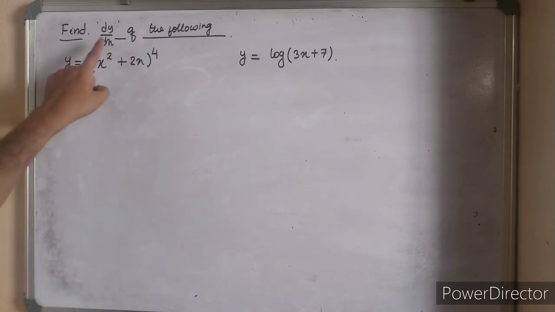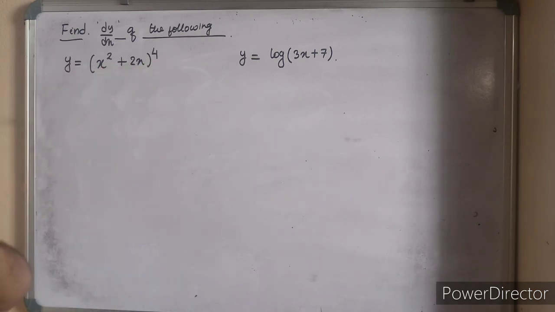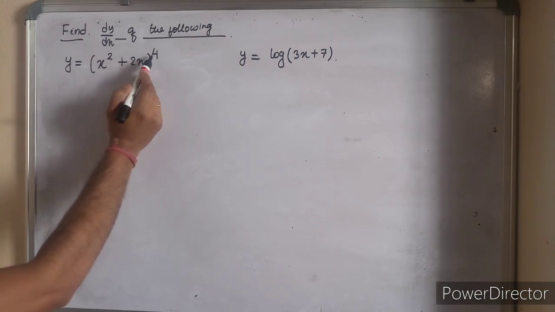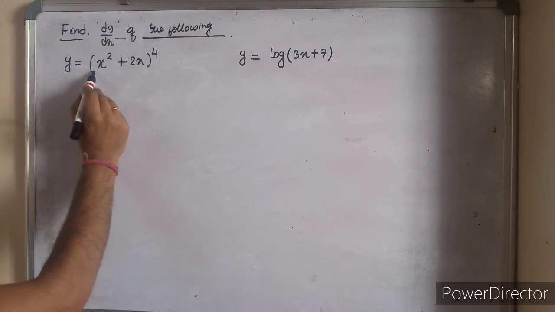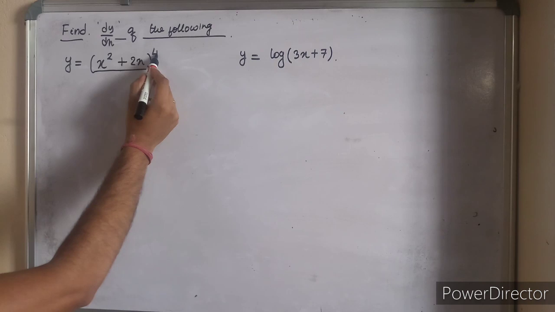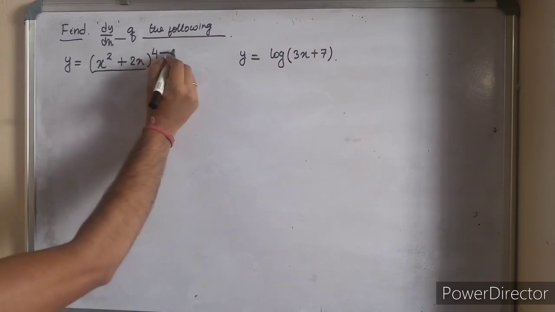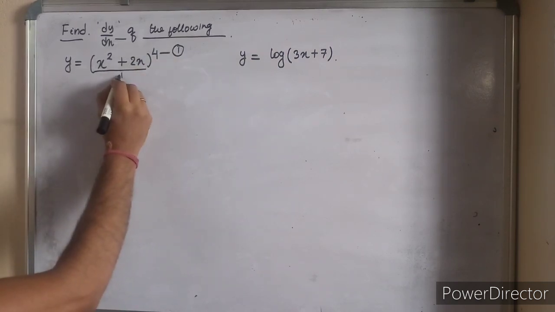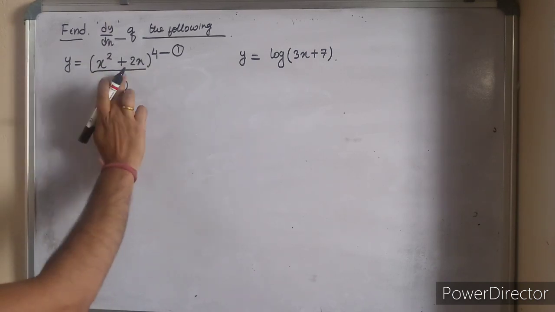Say, find dy by dx of the following. y is equal to (x squared plus 2x) to the power 4. Its degree is 4. First of all, you have to consider this whole thing as x to the power 4. First you differentiate the power function, and after completing the power function, you then differentiate the inner function. This is the first power function, then second the inner function.